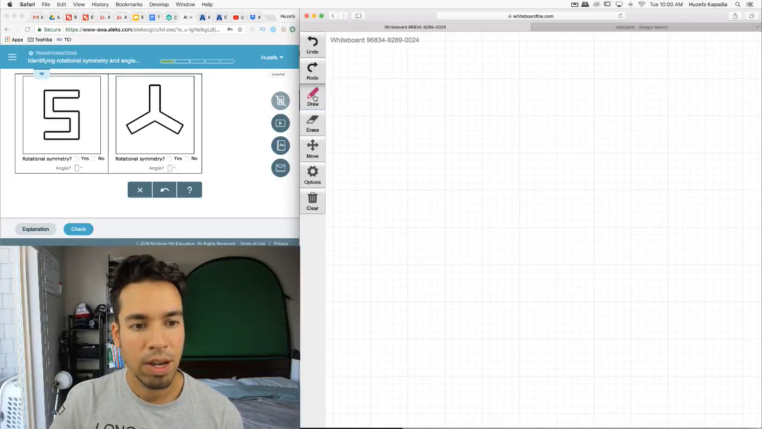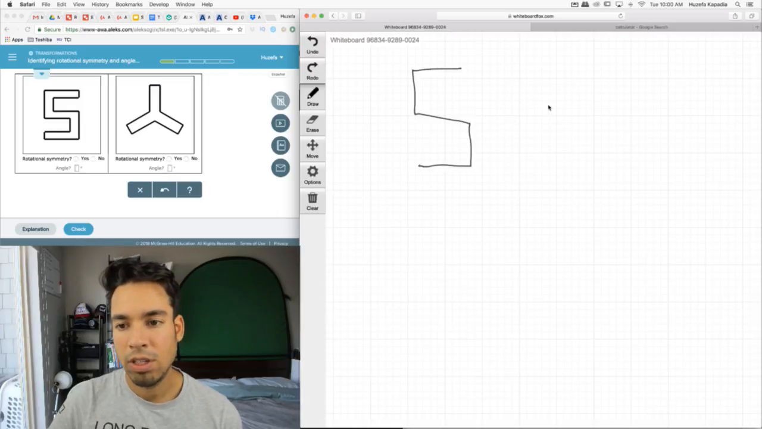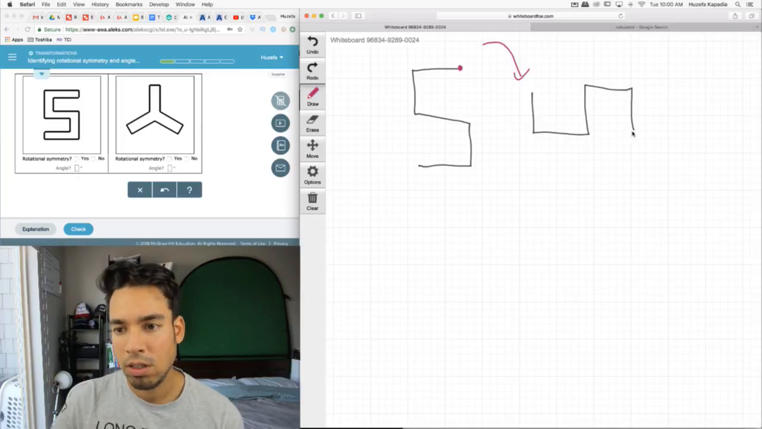Okay, so now we've got this 5 here. If we look at the 5, the first time we turn it, it's definitely not the same. But if we think about it like this, here's this point, then I'm rotating it down by 90 degrees to that point, and then I rotate it down again.